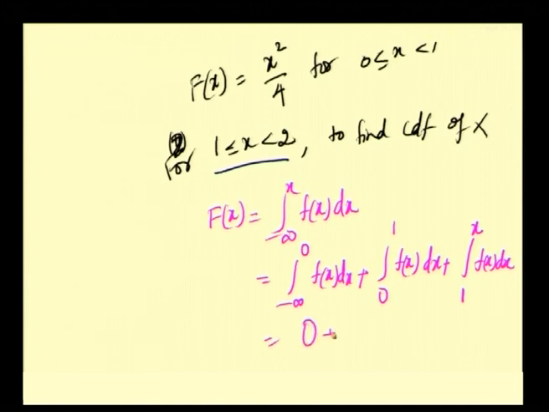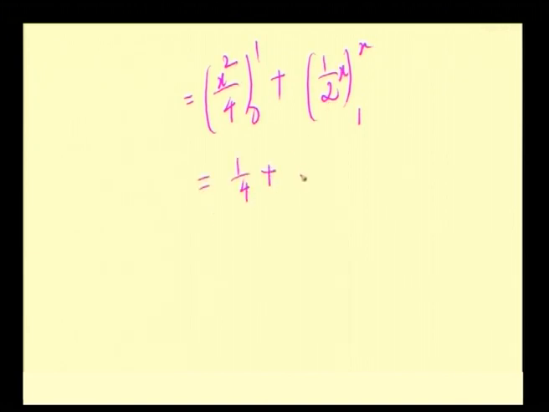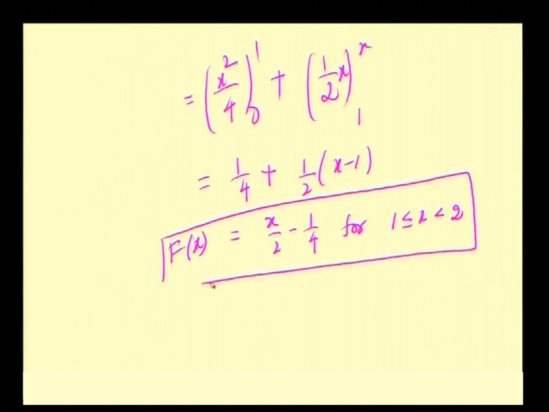In this interval it is obviously 0, and in 0 to 1 it is x by 2 dx, in 1 to x it is 1 by 2 dx. What is that equal to? X square by 4 for 0 to 1 plus 1 by 2 for 1 to x. 1 by 4, this value is 1 by 4, and here 1 by 2 into x minus 1. Simplifying 1 by 4 plus 1 by 2 into x minus 1 by 4, you get x by 2 minus 1 by 4. This is your capital F of x for the interval 1 less than or equal to x less than 2. We have found F of x for the second interval.